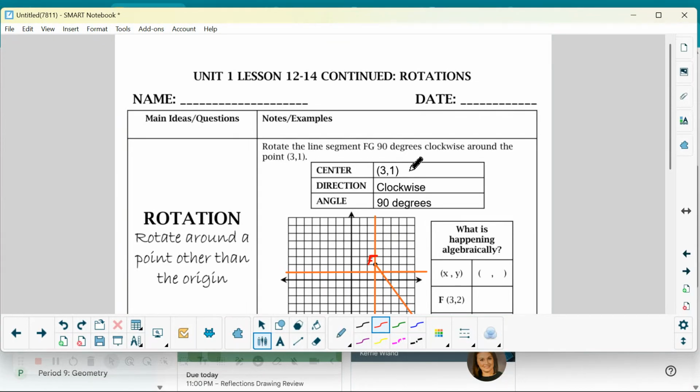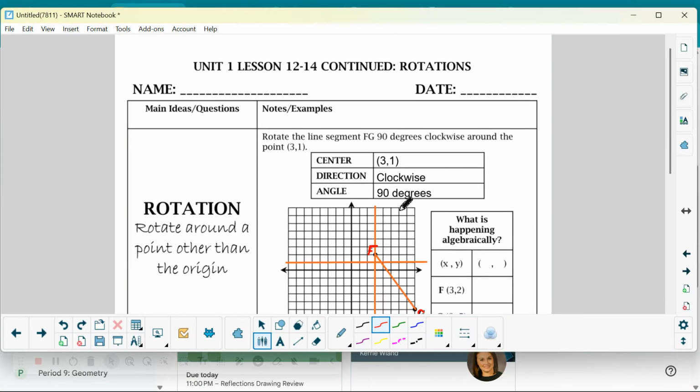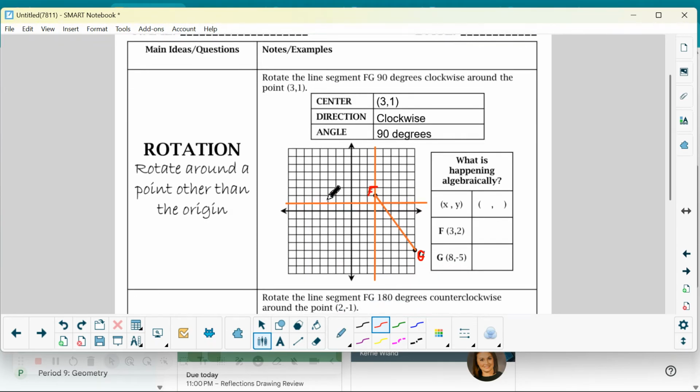So the very first thing we're going to do is draw our own axis through the point 3, 1. As you can see here, what I have highlighted in orange is the point 3, 1. I drew a vertical line through 3, 1 and a horizontal line through the point 3, 1. I highlighted line segment FG so you would trace it, and this is exactly what you would trace on your paper. And we're going to do this exactly the same as we've been doing.